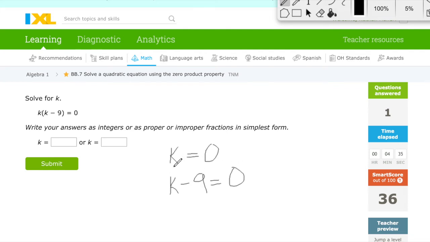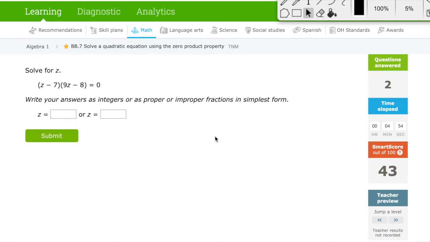Well, this one is already solved for you. So that actually, although it looks different, makes it even easier. This one, if I add 9 to both sides, I would get just k left, equals 9. So that's what we're looking at here. This is probably about the extent of the difficulty on this one before we go to BB8.